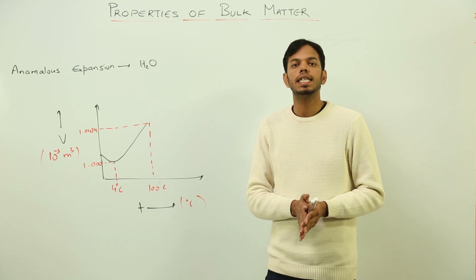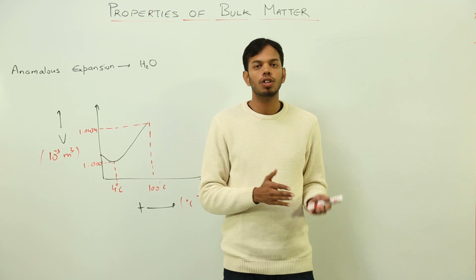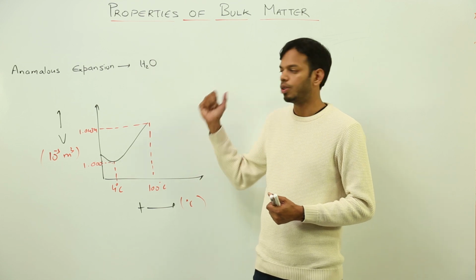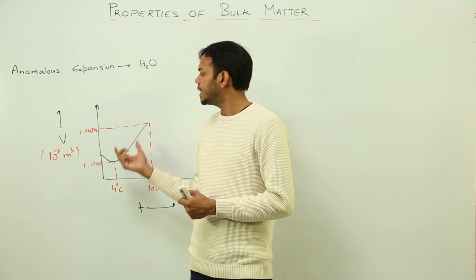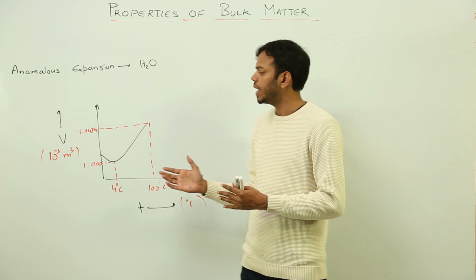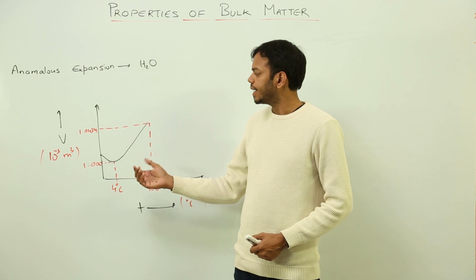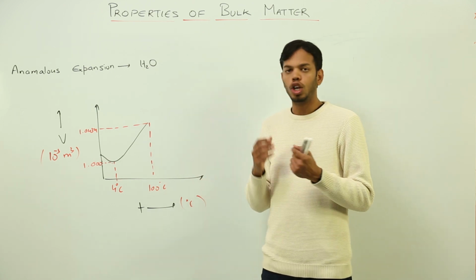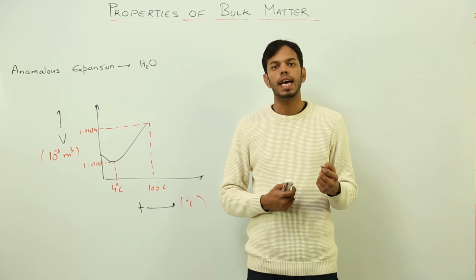The reason behind this is the nature of the bond of hydrogen and oxygen atoms in the water molecule. So this bond is basically responsible for this absurd behavior of water in case of expansion. So here we conclude that the volume of water initially decreases and then it increases.